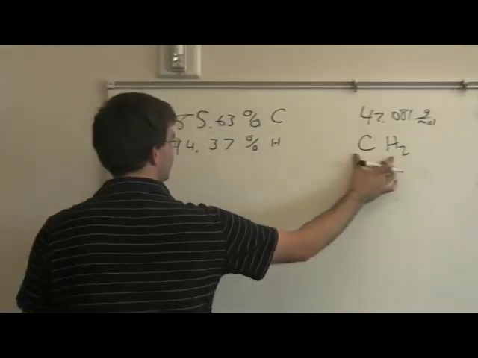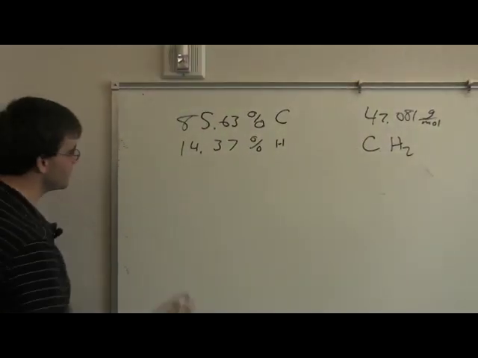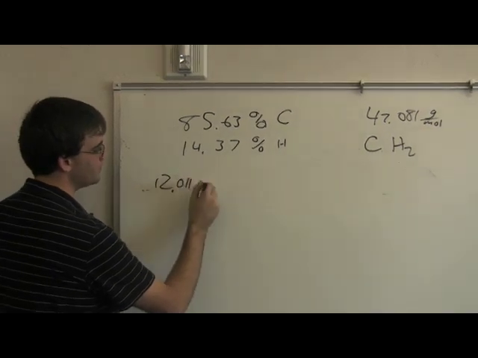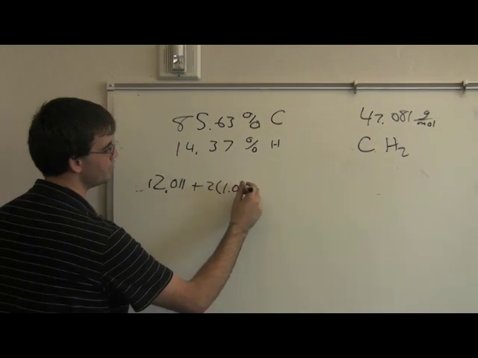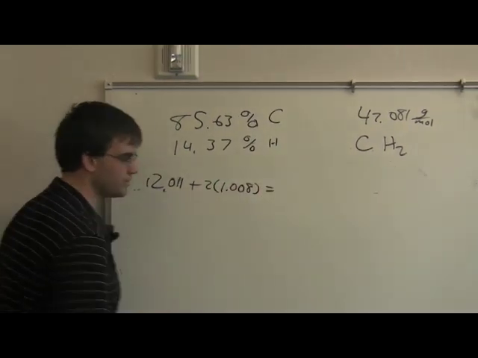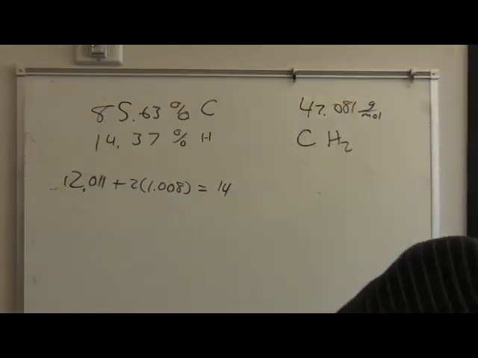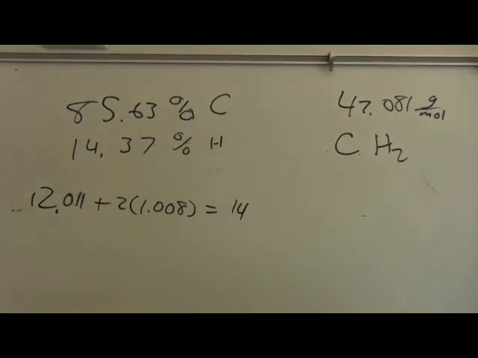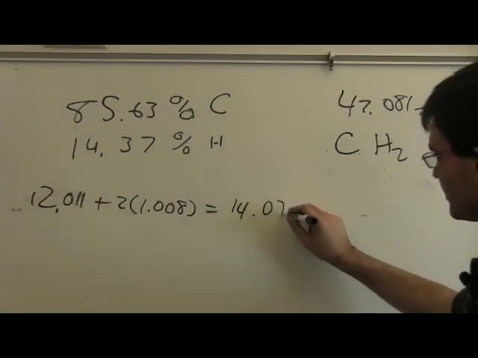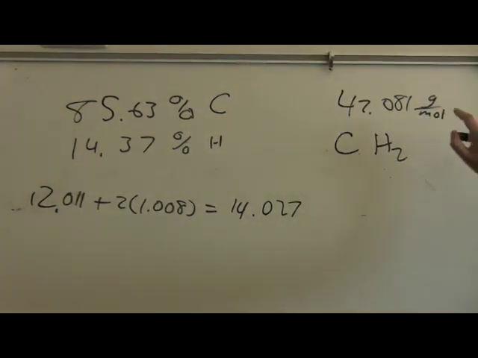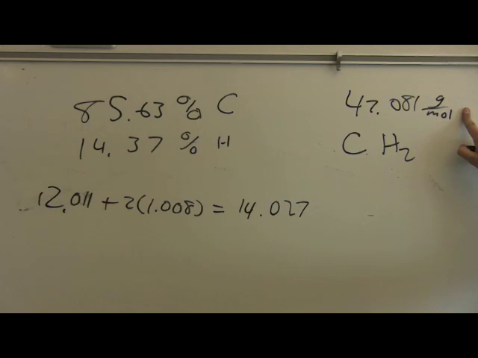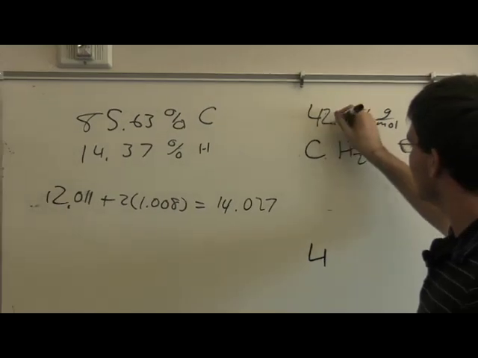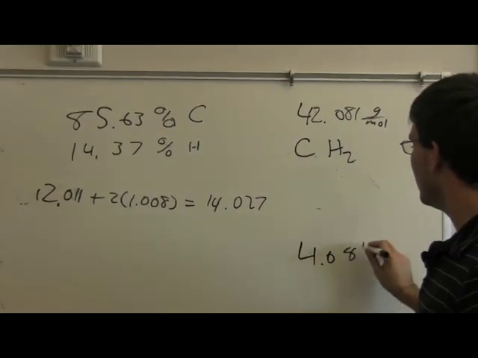To determine the molar mass of carbon dihydride, you take your 12.011 plus 2 times your 1.008. This equals 14.027. We know that the real grams per mole molecular mass is 42.081.